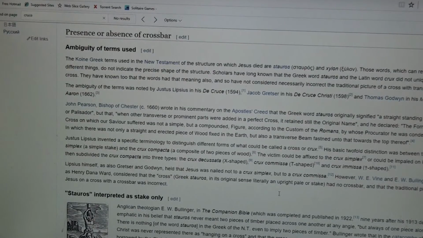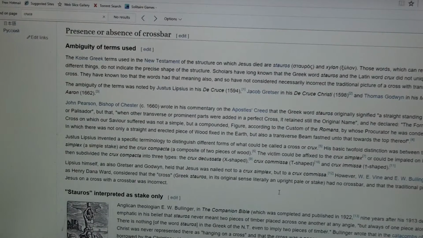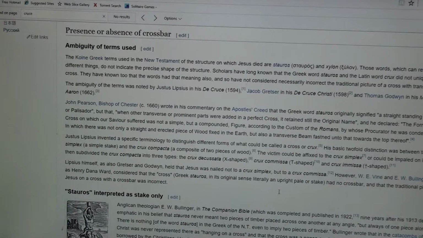Further down the page, it says "Ambiguity of the terms used." The Koine Greek terms used in the New Testament for the structure on which Jesus died are stauros and xylon. Those words, which can refer to many different things, do not indicate the precise shape of the structure.